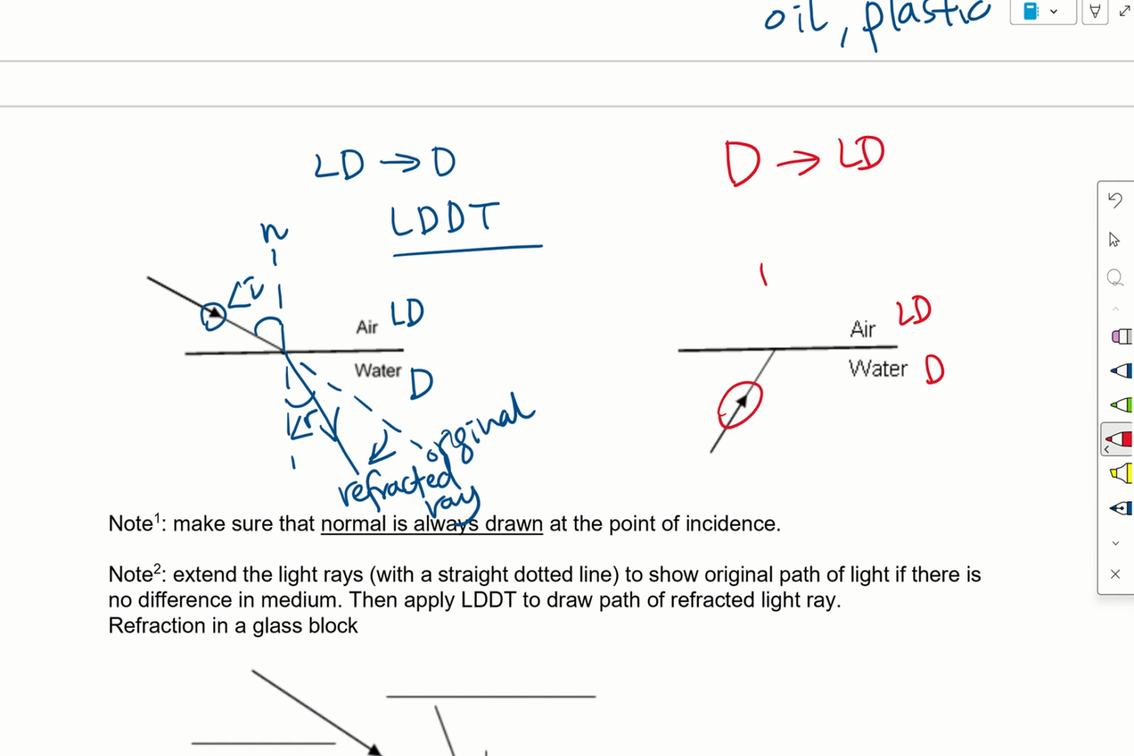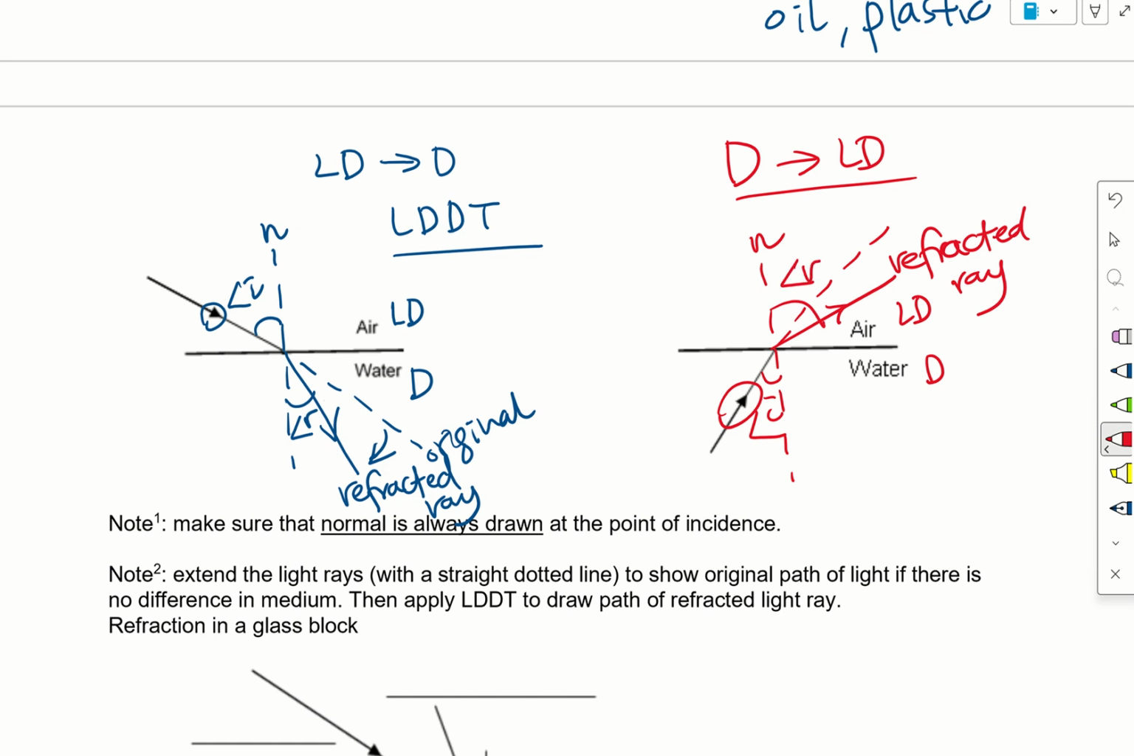So again, we have to draw our normal. Okay, so this is our normal, and we draw the original path. Once you get the hang of it, you may not need to draw the original path already. Okay, so we know that it's going from denser to less dense, it must bend away. So something like that. This will be the refracted ray. Okay, and this is my angle of incidence, and this will be my angle of refraction.